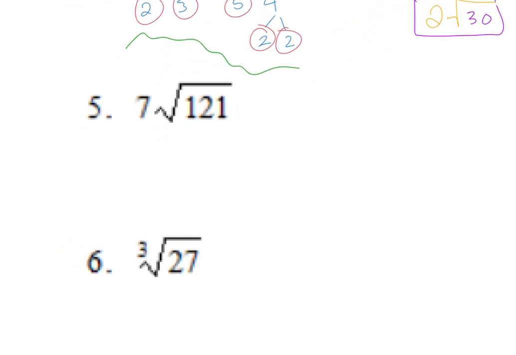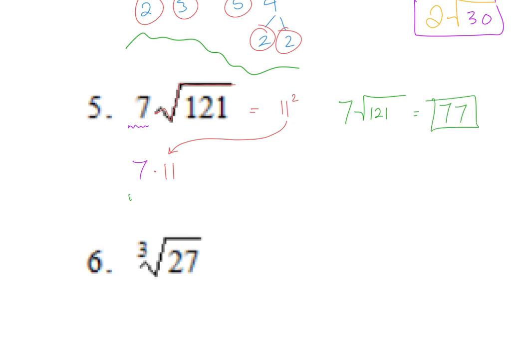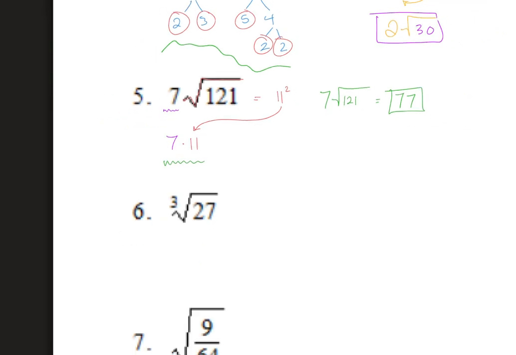With number 5, what we've got is a coefficient of 7. So he's already outside the party, so to speak. The party is inside the square root. 121 is 11 squared. So here's what happens. It goes out and joins the 7. How does it join it? It multiplies. So 7 times the square root of 121 is 77, because of 7 times 11, okay?